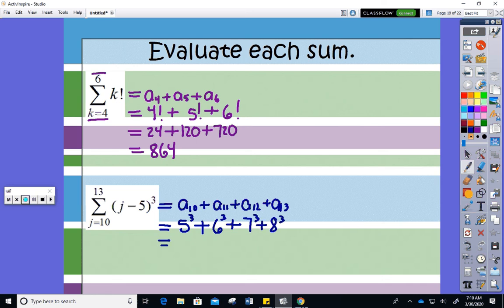And of course we know 125, 216, 343, 512, my bad. Sorry about that. And then we're going to add. So let's see here. I've got my calculator out. I'm just adding. So I'm getting 1196. Okay, so I double checked.